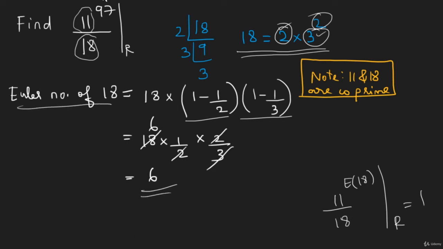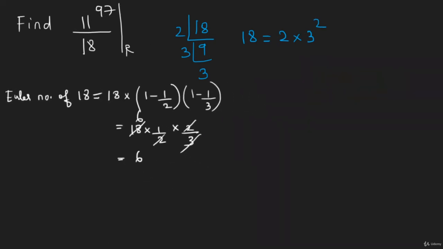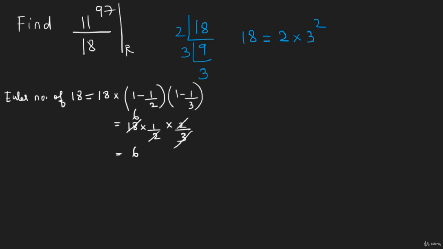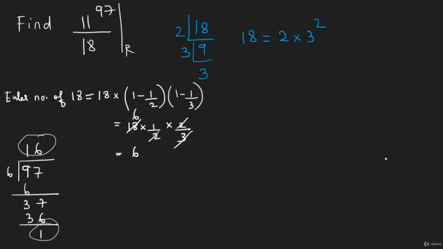Now I need to express 97 in powers of 6 and see what remainder I get. Let's try to do that. Alright, if I do 97 divided by 6, let me do it in a long manner over here, but you can do it mentally. 97 divided by 6, you can see that you get your quotient as 16 and your remainder is 1. You can do that mentally also. How do you do that? You just need to find this remainder over here, because the quotient does not actually matter. We just need to know what the remainder is.